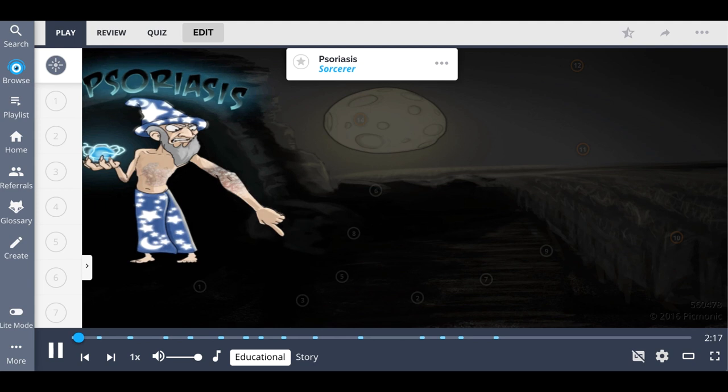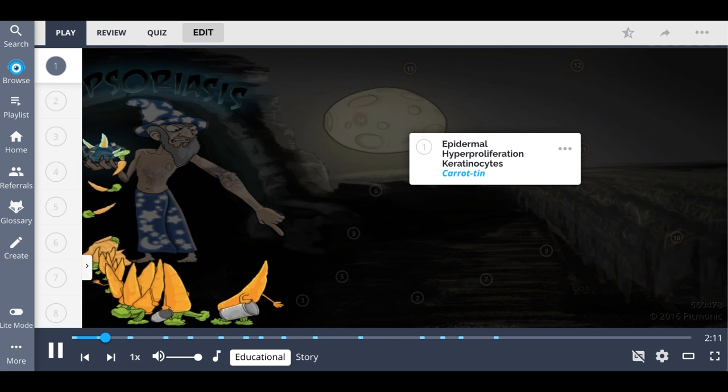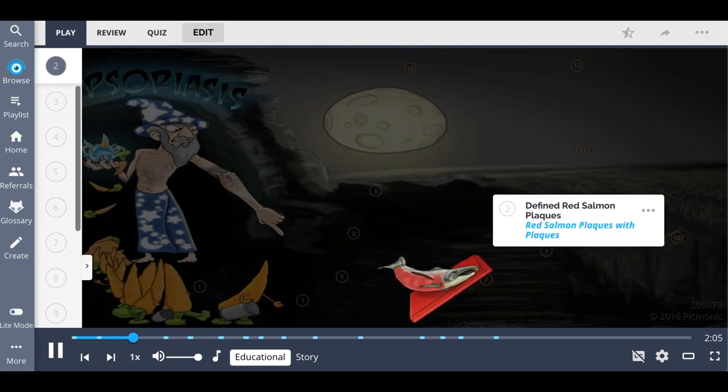Psoriasis is an autoimmune chronic skin disorder, represented in this Picmonic by the sorcerer. Patients show thickened skin because of epidermal hyperproliferation of keratinocytes, the keratin proliferating. Psoriasis is often described by having defined red salmon-colored plaques, illustrated as the red salmon plaques with plaques.